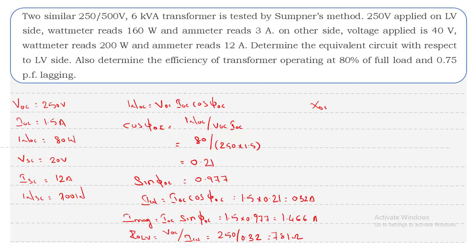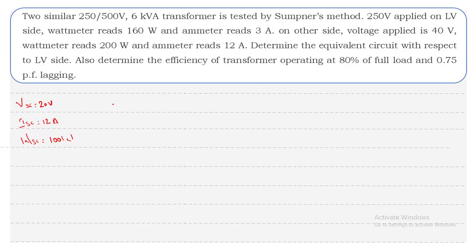Now let me calculate the value of X0. This X0 is also with respect to LV side. X0 is equal to VOC divided by I magnetizing. VOC is 250 and the magnetizing current is 1.466, and this is equal to 170.5 ohms.